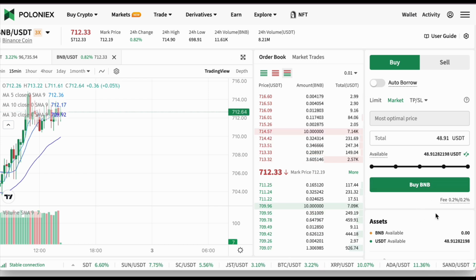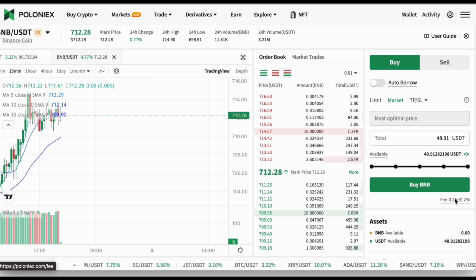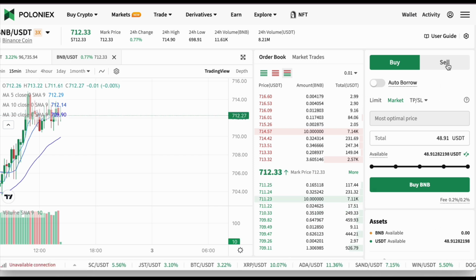Now this is the fee that leaves your trading money: 0.2%. 0.2% is collected from the money you want to use and trade. That's what is called the trading fee.